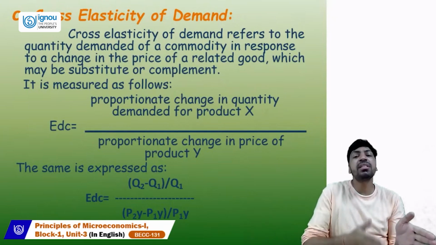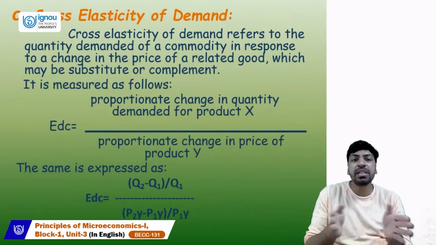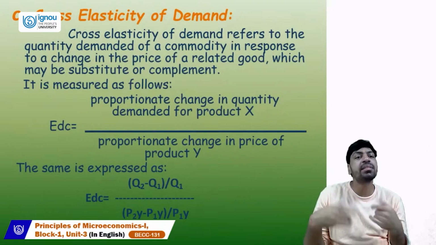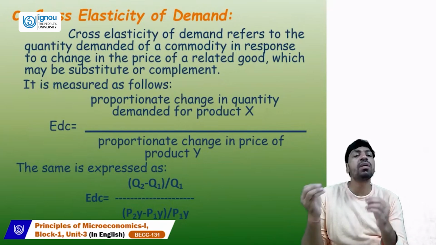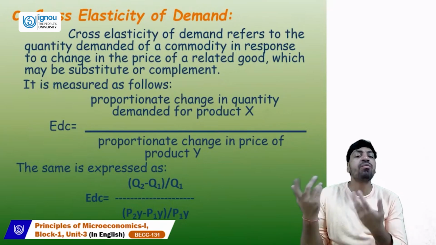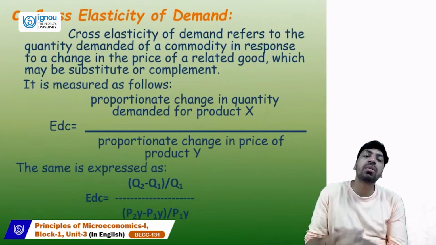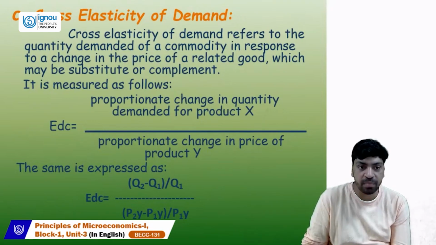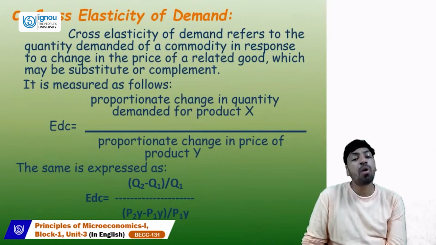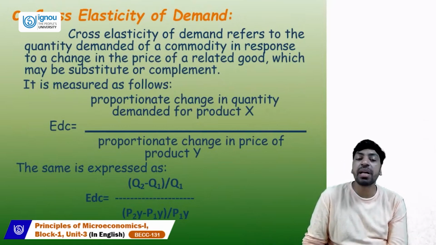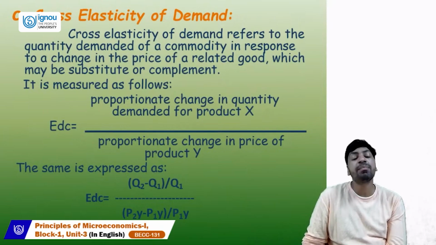So if there is a change in the demand for any product, let's say X, just due to a change in the price of another product, say Y, that's called the cross elasticity of demand. In other words, it can be measured as the difference of the quantities by the quantity of the last unit, over the difference of prices by the price of the last unit of Y.